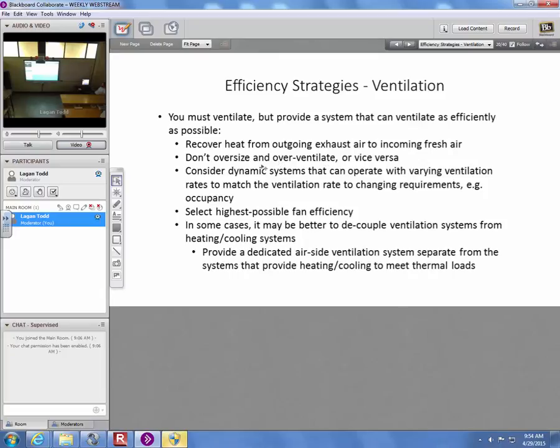So we don't want to oversize our ventilation system and over-ventilate because of the cost of heating and cooling that ventilation air. We don't want to under-ventilate because of the cost in terms of human comfort, health, right? Consider dynamic systems that can operate with varying ventilation rates to match changing requirements, such as occupancy. The code says, based on your square footage and the number of bedrooms, you just need this 60 CFM all the time.